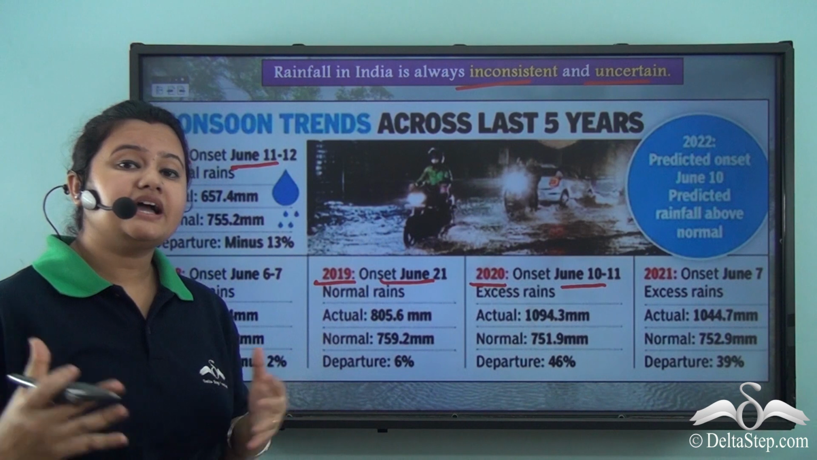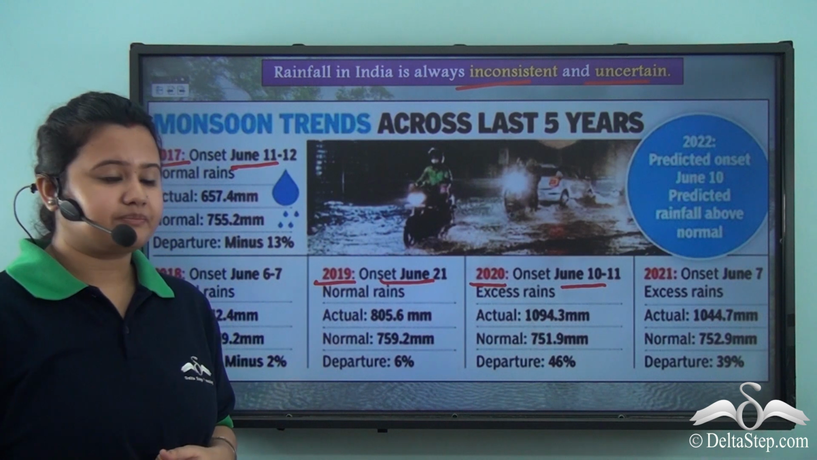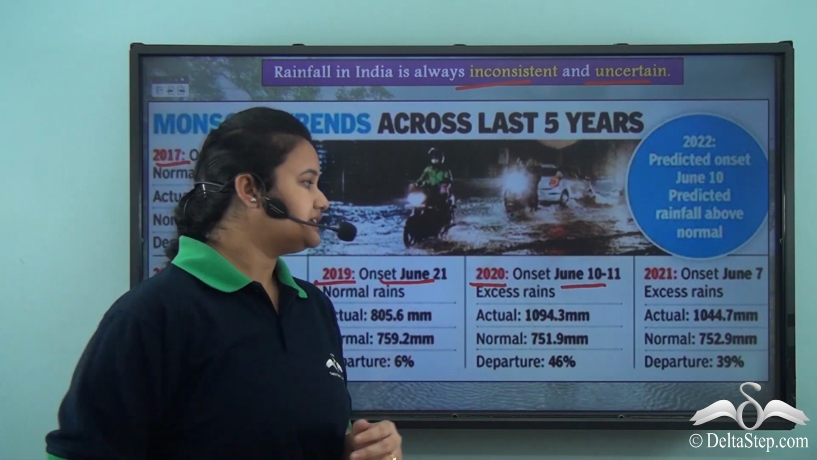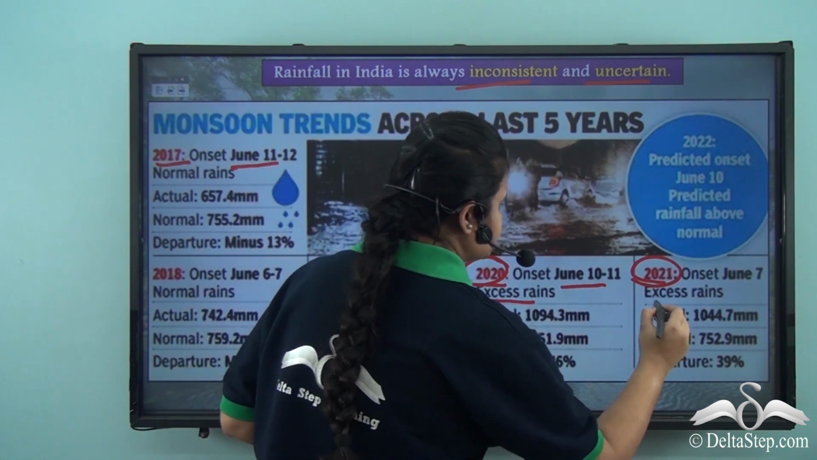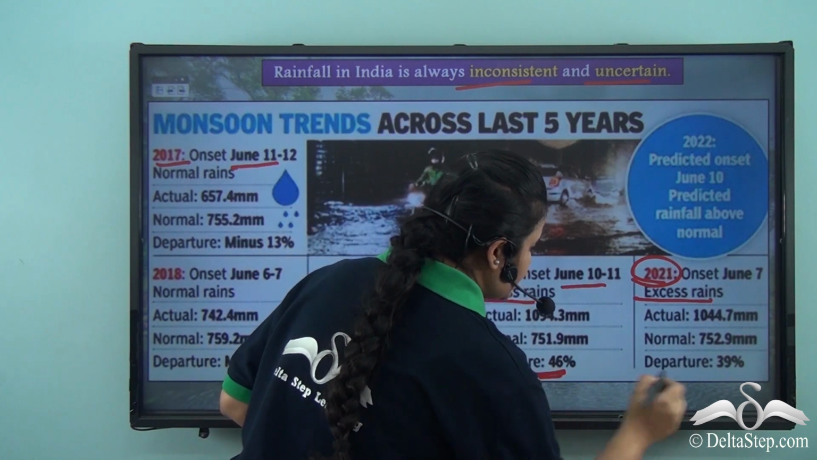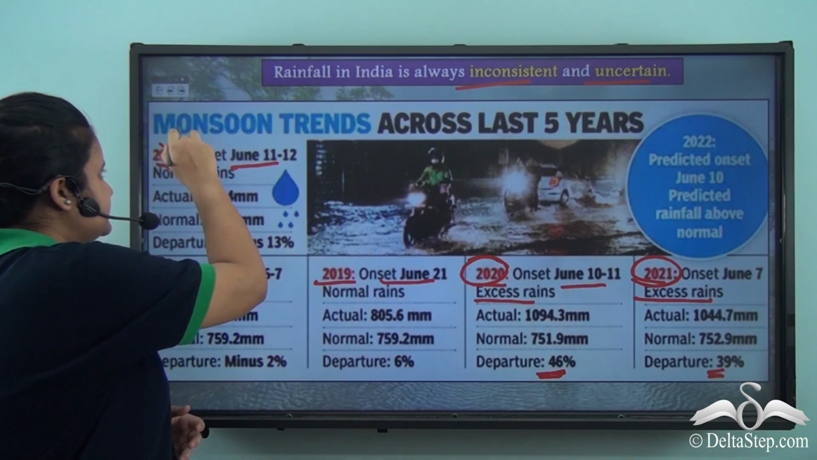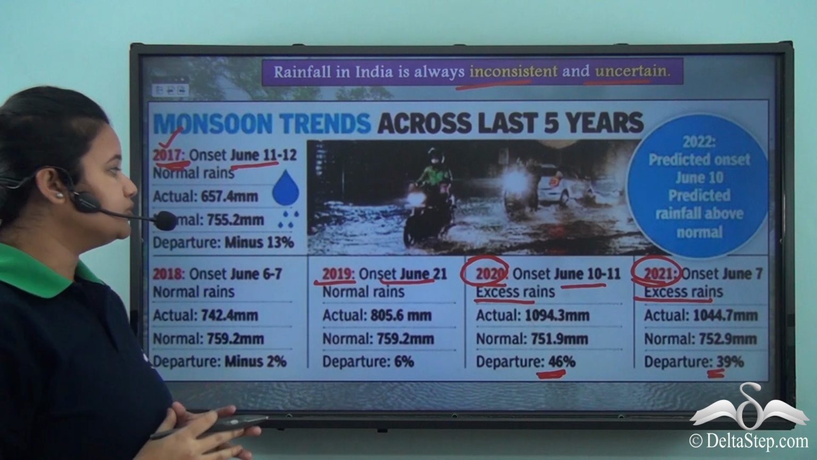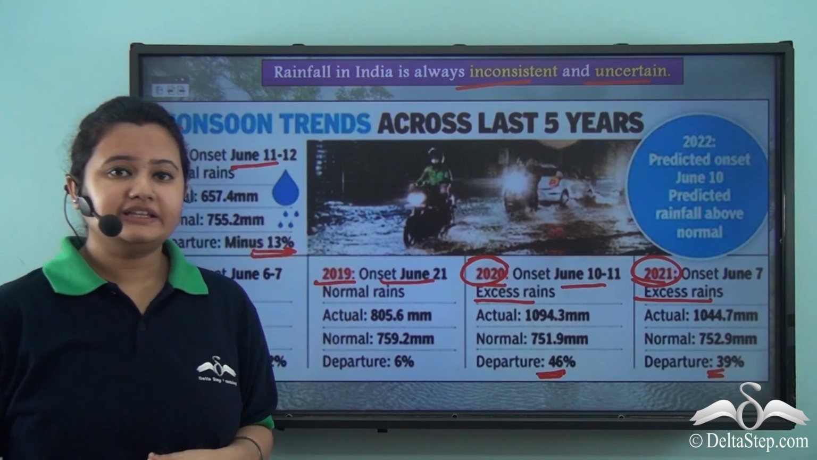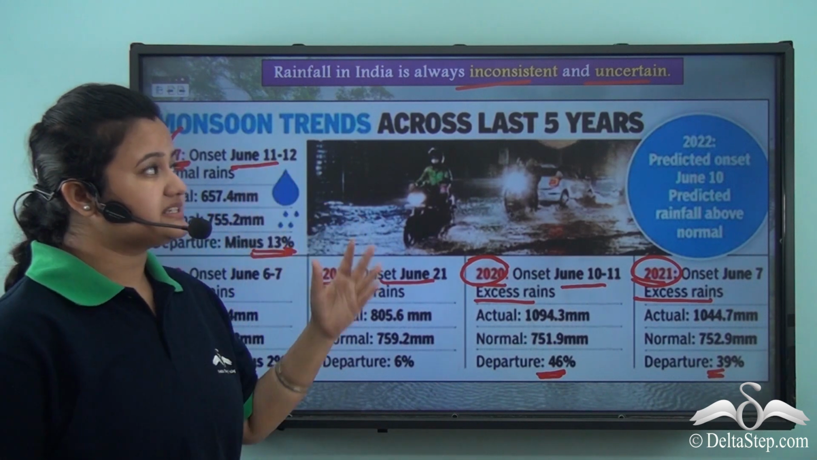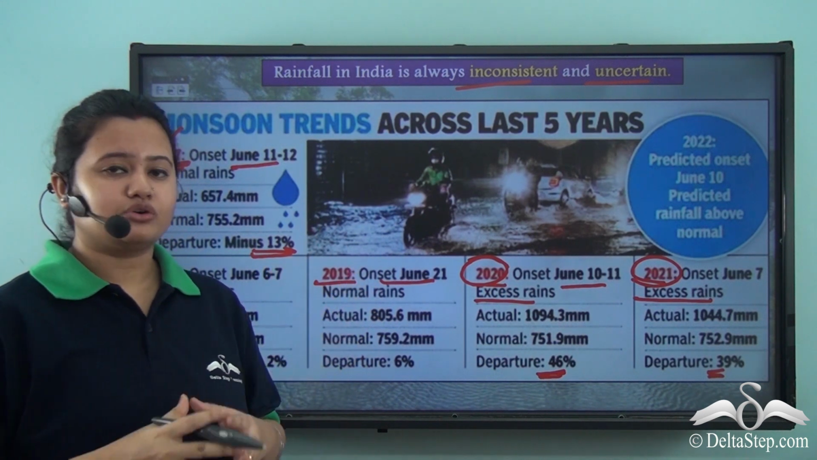Now, not only the timings of these monsoon winds vary, but also the rate of precipitation differs. For instance, in some of the years, that is in 2022 and 2021, we find that it rained excessively, almost about 40 to 50% higher than the normal rate. Whereas in 2017, the rate of precipitation was almost 13% lower than the normal rate of rainfall. Thus, we find that Indian monsoon is inconsistent and uncertain, and we find deviations from the normal conditions of monsoon.